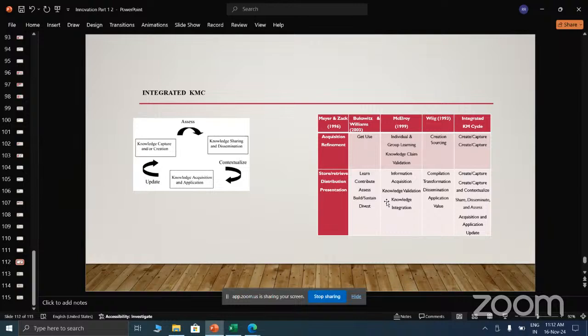Integrated knowledge management cycle. The components include knowledge capture or creation. That is the same first chapter wherein we discussed innovation. When these are recorded, it becomes knowledge, and when these are captured, it is under the workflow of knowledge capture and creation. Assess that knowledge is created or captured. Check for its sharing and dissemination with others. Then contextualize it. After contextualization, knowledge acquisition and application can be run and updated again. So this cycle can be repeated again and again. And these are the four methods which we have discussed under acquisition, refinement, or storage, retrieval, distribution.